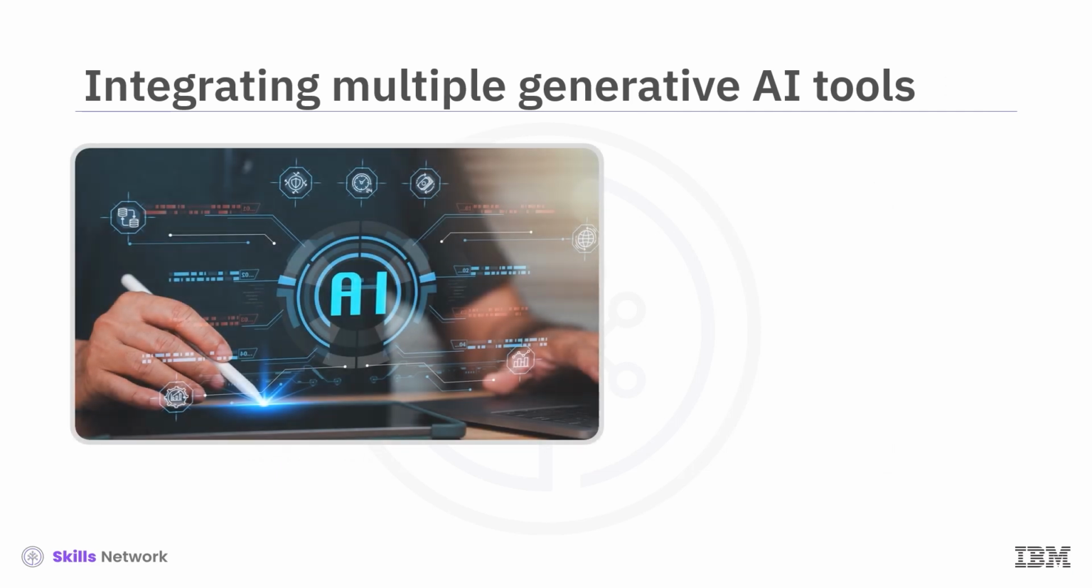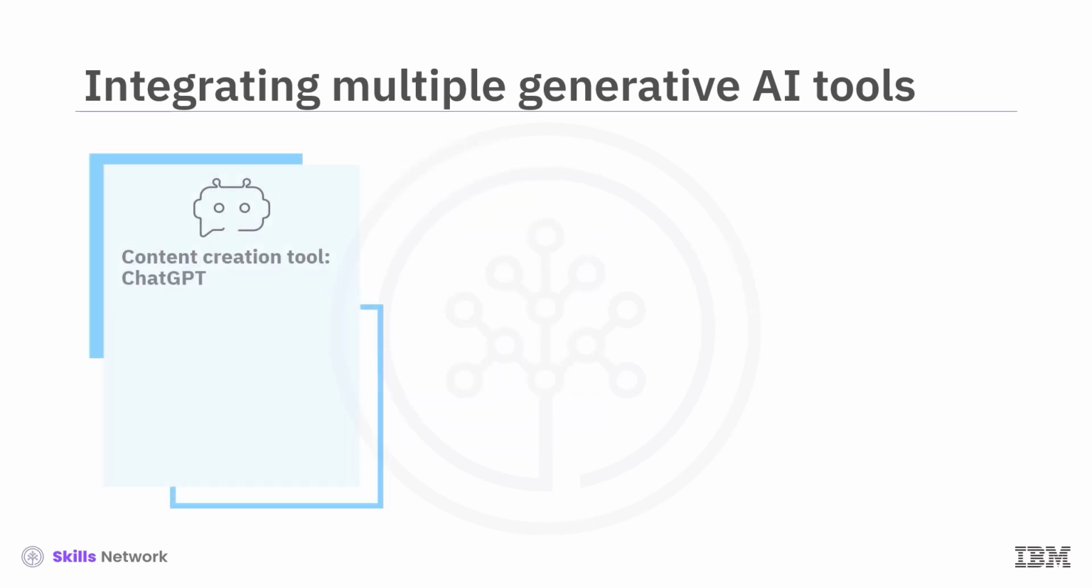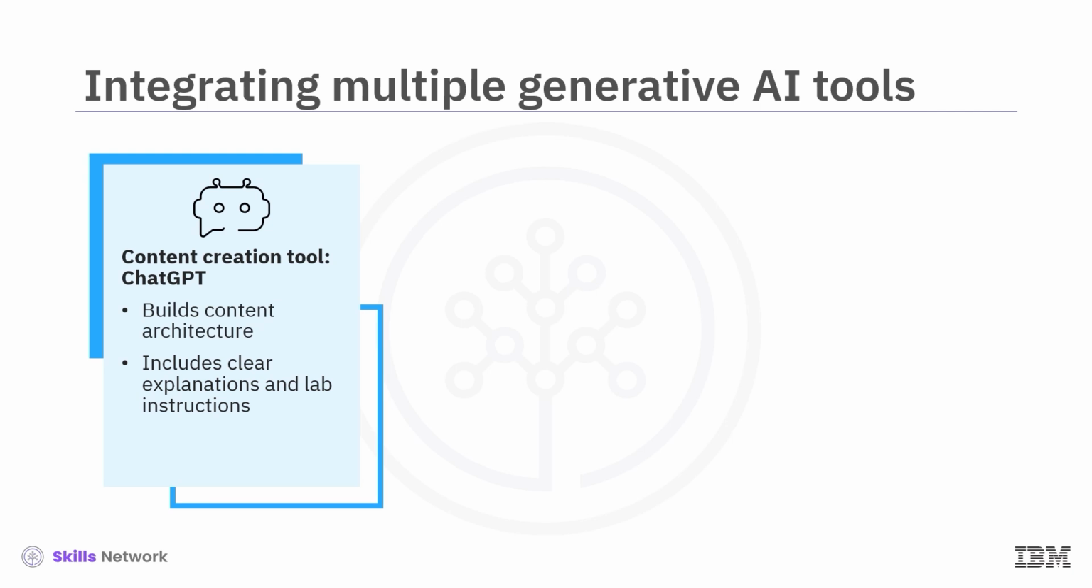Innovative content creation focuses on integrating multiple generative AI tools into the teaching process to create a seamless learning experience. For example, an educator wants to explain the chemical reaction between sodium and chlorine to produce salt. In this case, an educator can integrate the generative AI tool ChatGPT to build content architecture, including clear explanations and lab instructions for chemical reactions. It can also provide other practice experiments related to chemical reactions.